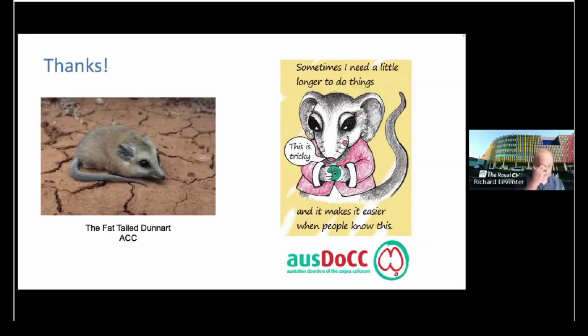So this is my last slide. We have a lot of marsupials in Australia, so they're non-placental animals. Most of them are very cute, and this is one of them called the fat-tailed dunnart, and marsupials do not have a corpus callosum. None of them do. That includes kangaroos and koalas, and the fat-tailed dunnart is the mascot of our local Australian Disorders of the Corpus Callosum family support group.